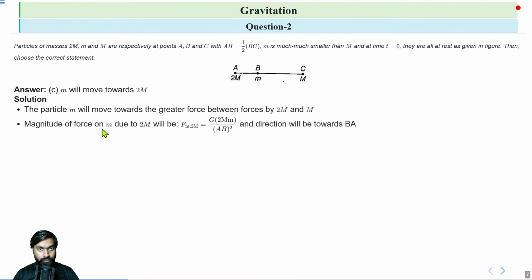So the magnitude of force on small m due to 2 into capital M will be G into 2M into m divided by AB square. You know the formula of the universal law of gravitation, F equal to G into mass of the body, here 2M, and the other mass is small m, divided by the distance between them. So that is here AB, so we can write AB square. This is the magnitude of the force on small m, and the direction will be towards B to A.